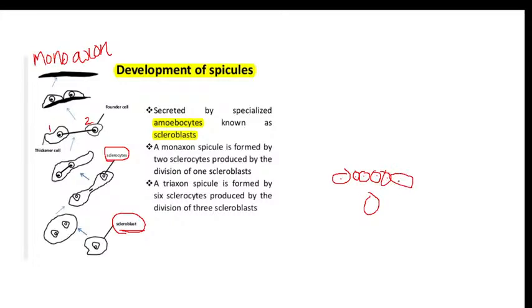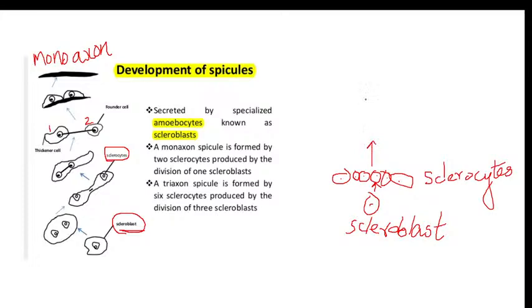6 sclerocytes. This is scleroblast. Scleroblast gives rise to sclerocytes. They undergo division to form the sclerocytes, and the 6 sclerocytes will differentiate or will give rise to a triaxon spicule.